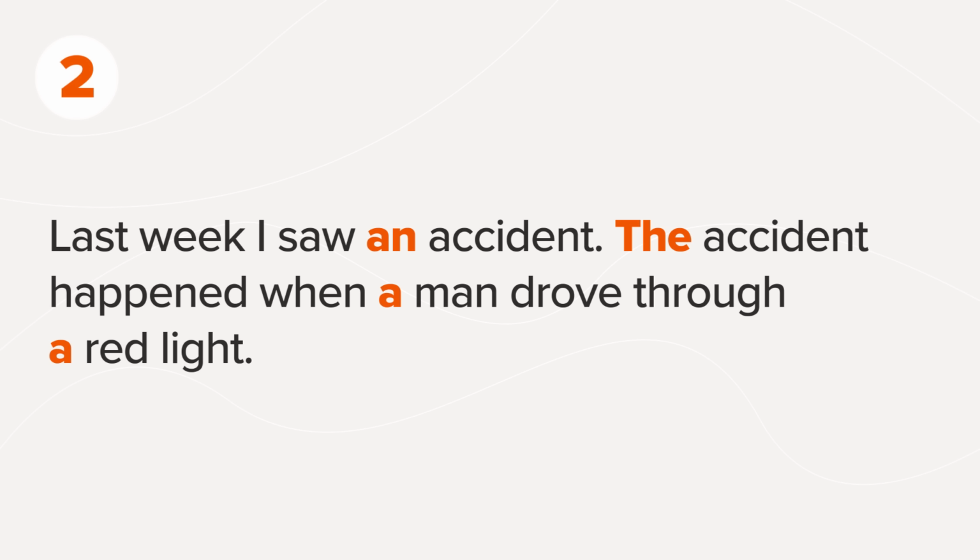When we introduce a noun for the first time, we use a or an. So we say an accident, a man, a red light. But after that, we use the definite article, the accident. We use a red light because we're telling this story to someone a week later, someone who didn't see the accident. So they don't know which red light the man drove through. We have to introduce it as a, and if we mention it again in the story, we can use the.